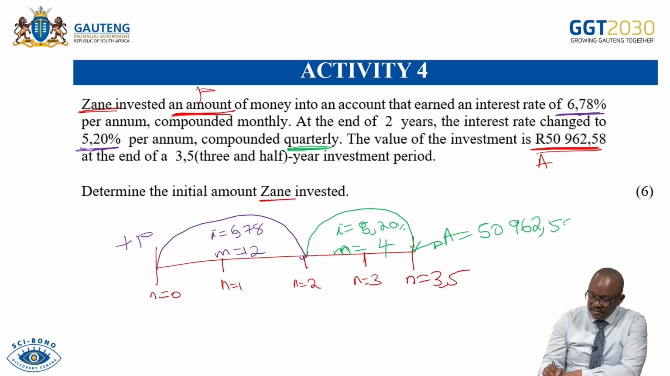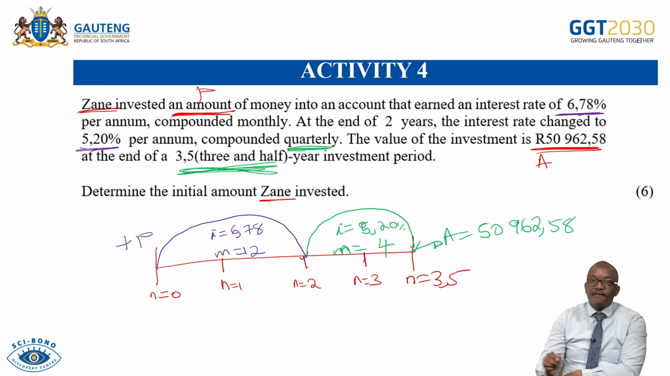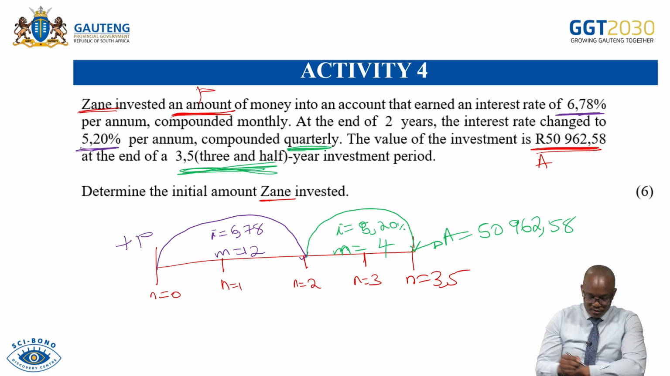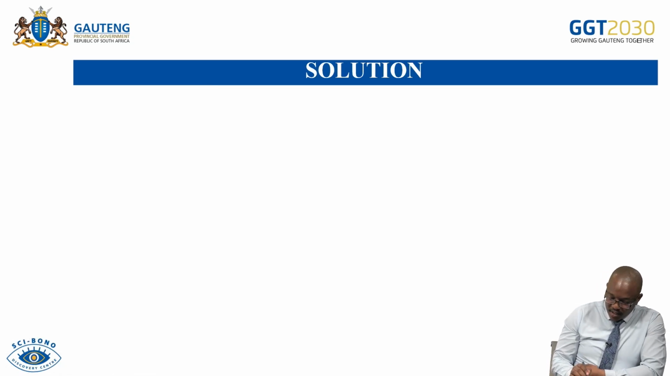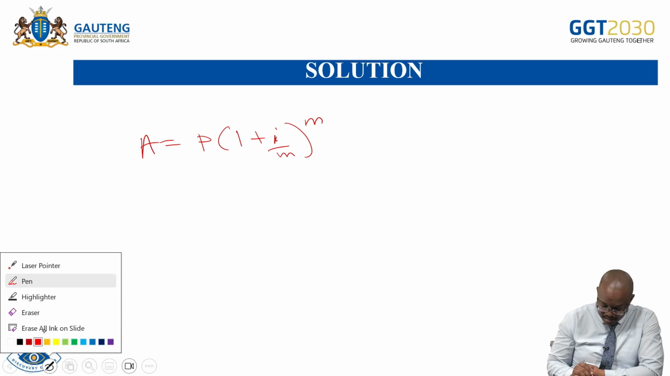And they're saying the investment now, at the end, the accumulated amount was 50,962 rand and 58 cents. Correct? For how long? For 3.5 years. So that is basically our information there. Then we have to just put it in our formula and calculate the value of P, which is the money that was invested initially. So now, what do we do here? We're going to have A equals P into 1 plus i divided by m to the power of n multiplied by m.